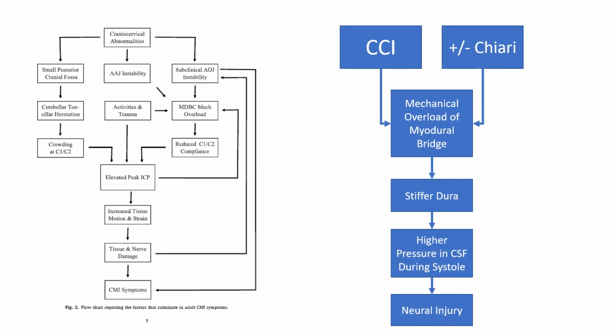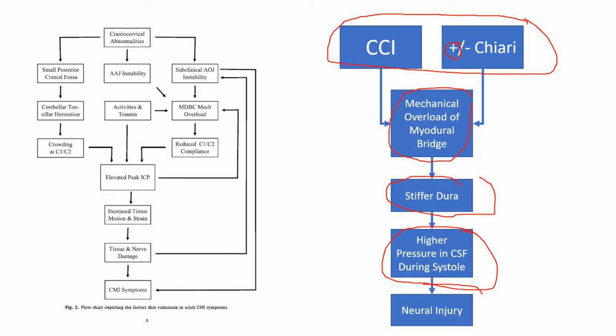And this is the mechanism they talk about. That's their diagram off to the left. I tried to simplify it a little bit here. So you've got craniocervical instability. You may or may not have Chiari. Obviously, we're talking about CCI plus Chiari here, but it would also apply to just CCI alone as well. You get mechanical overload of the myodural bridge. I'll talk about what that is. That leads to a stiffer dura. And then you get higher pressure in the CSF, or cerebrospinal fluid, and then eventually injury, or initially irritation, but over long periods of time, nerve injury.